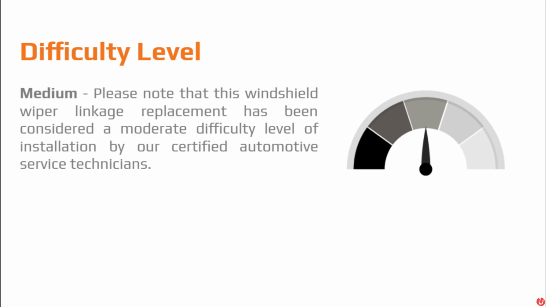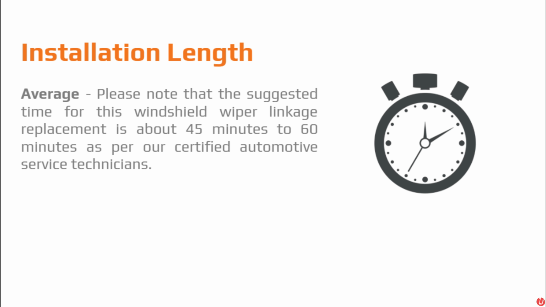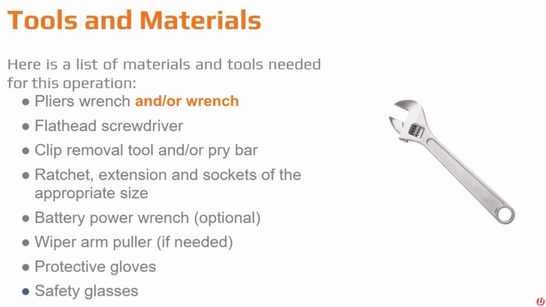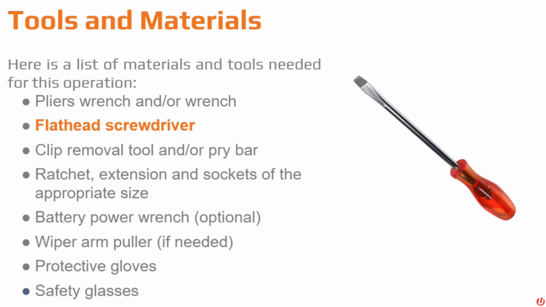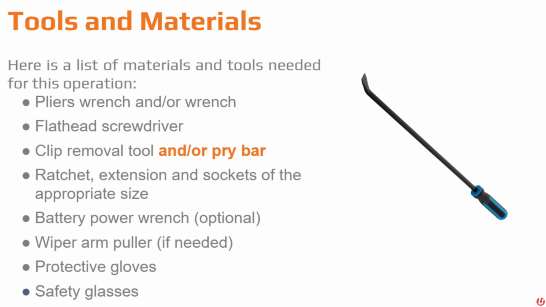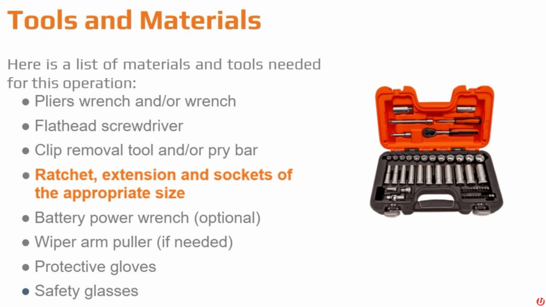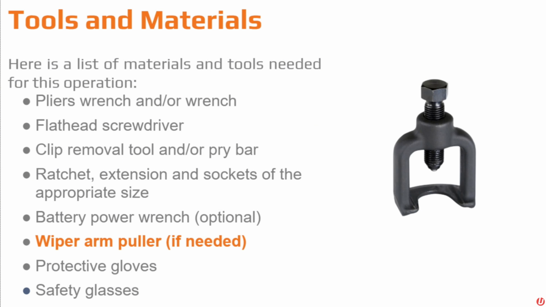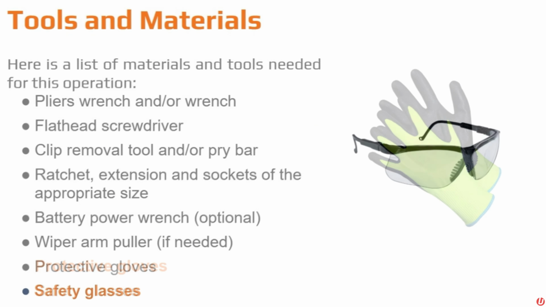This job has been considered a moderate difficulty level of installation by our technicians. The suggested time for this job is about 45 minutes to 60 minutes, as per our technicians. Here is a list of materials and tools needed for this operation: pliers, wrench and/or wrench, flathead screwdriver, clip removal tool, trim tool and/or pry bar, ratchet, extension and sockets of the appropriate size, battery power wrench, wiper arm puller if needed, protective gloves, safety glasses.